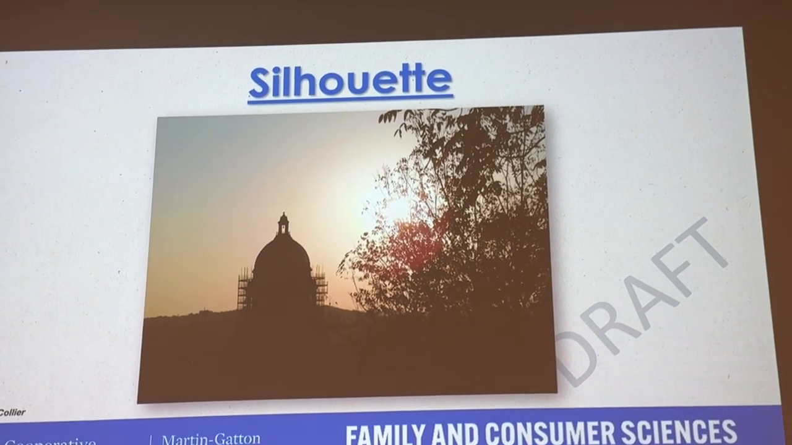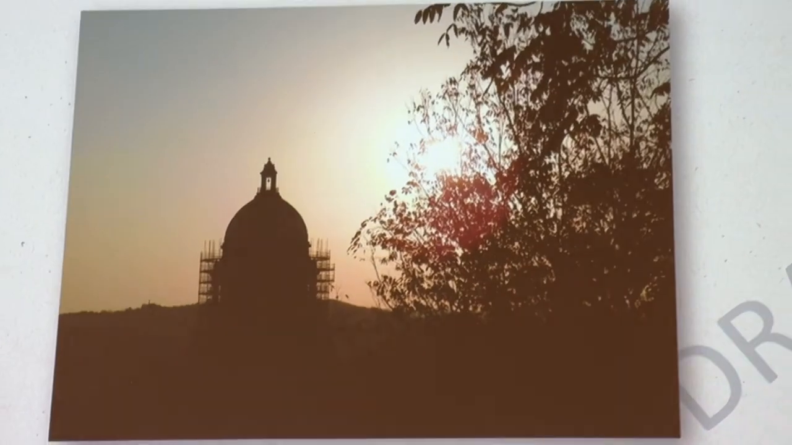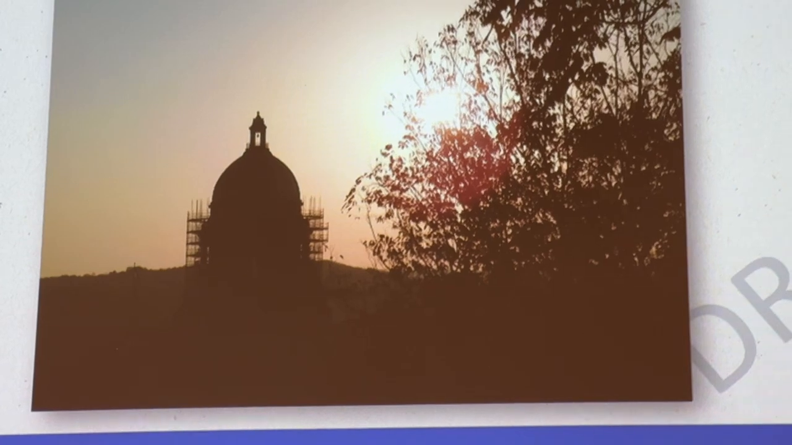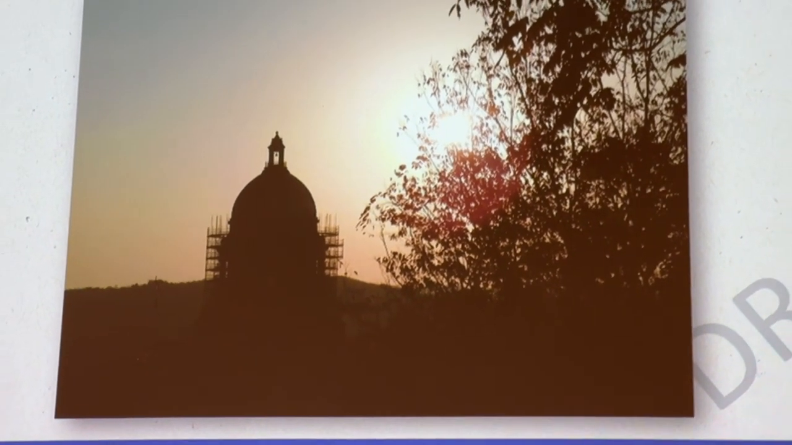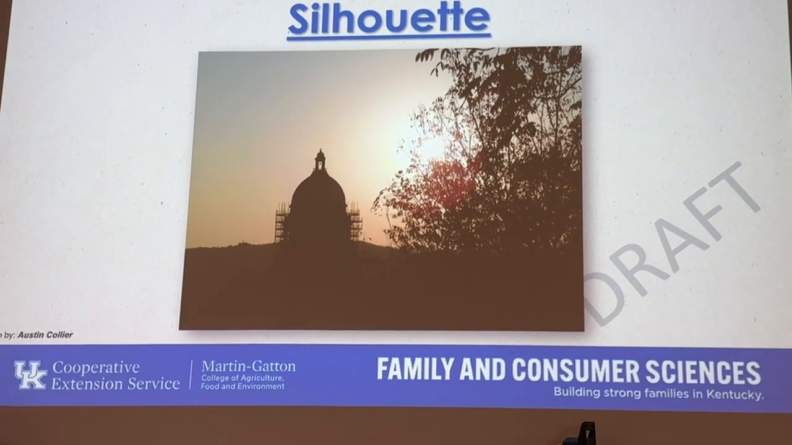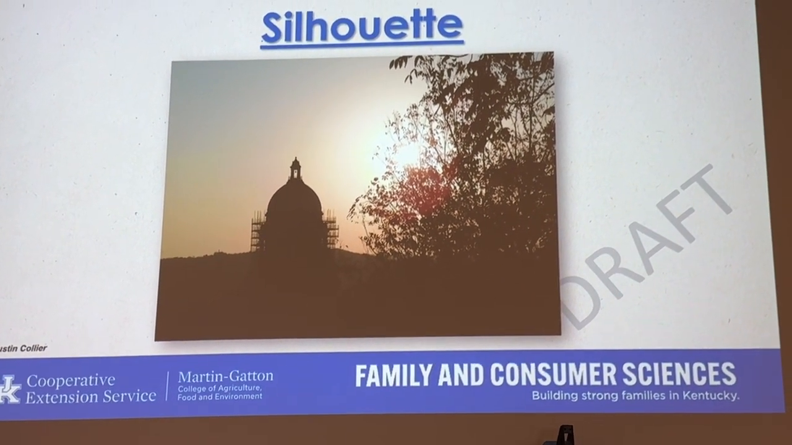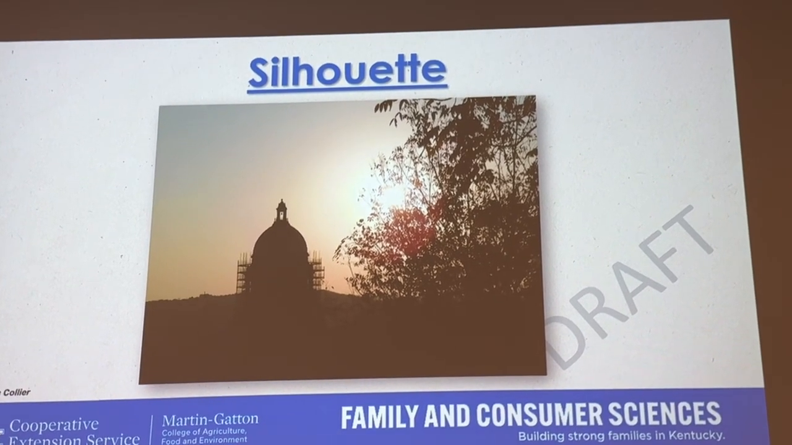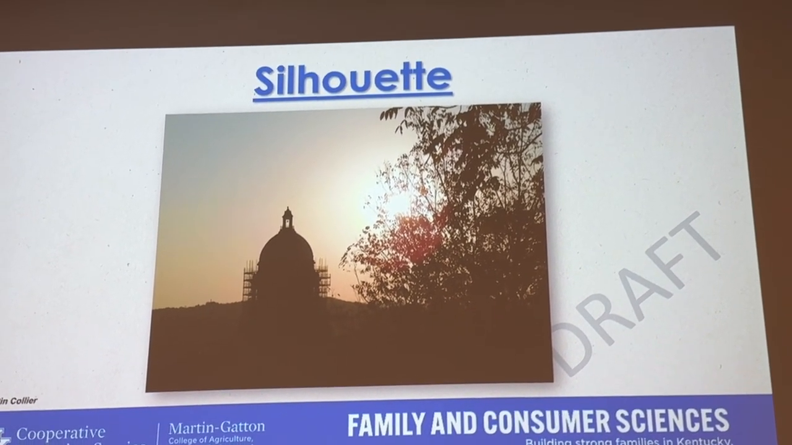In the silhouette form, the scaffolding for the maintenance work is prominent. So you can see all the scaffolding and just the silhouette of the top of the Capitol building there.